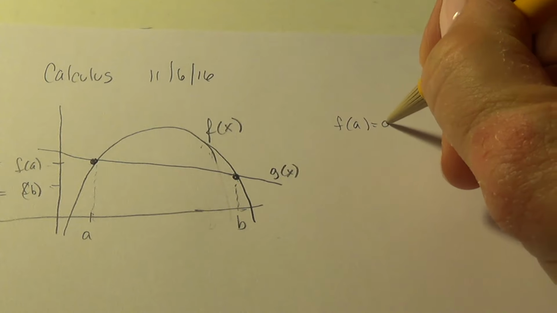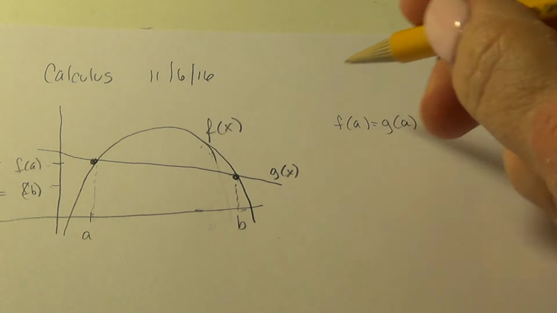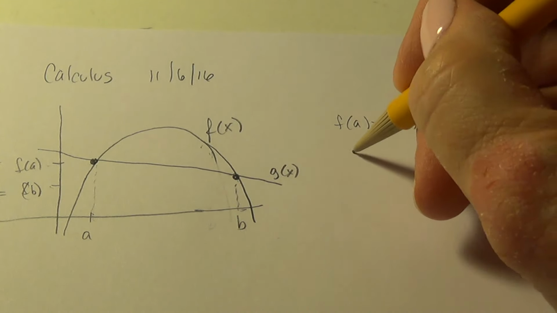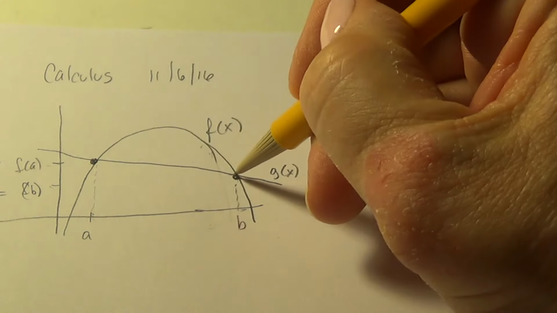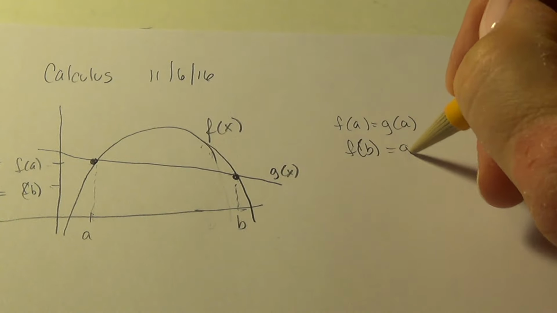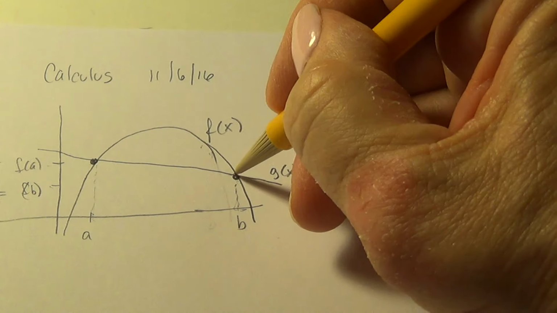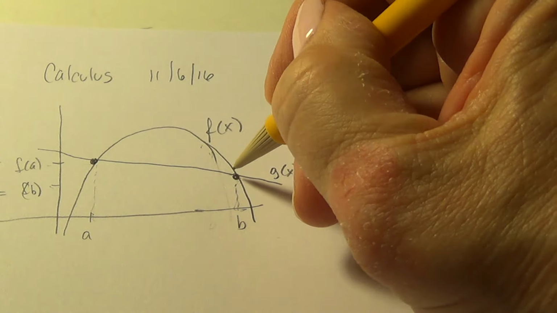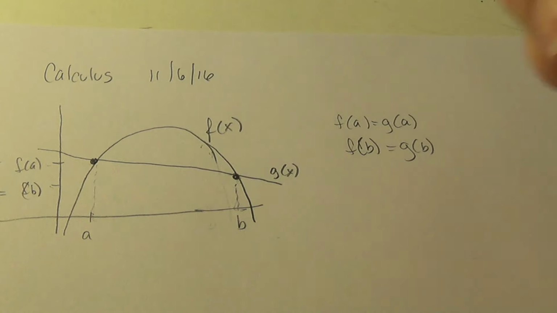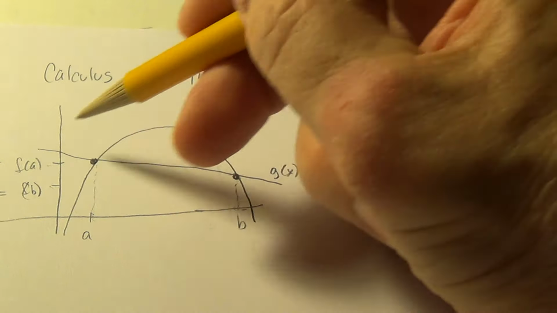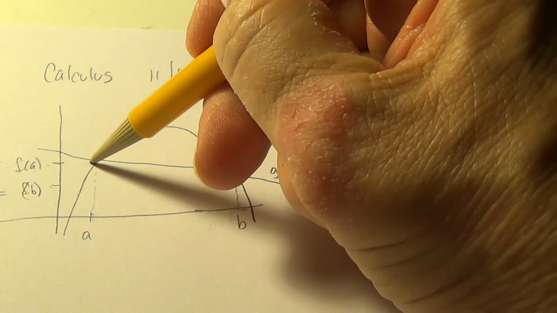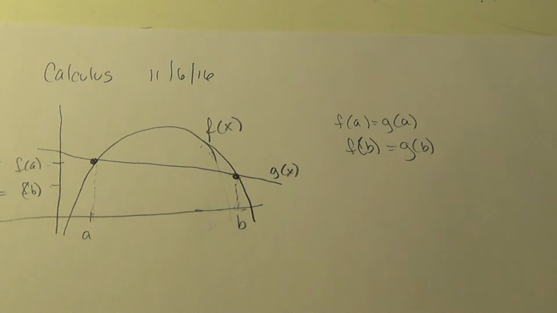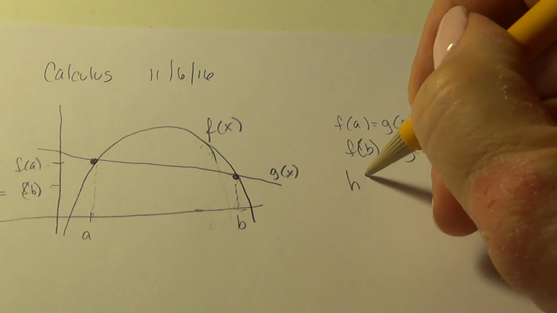f of a equals g of a because they intersect, and f of b, right here, f of b equals g of b because they intersect. So if this is g of b, it's also f of b. This is f of a because it's on f at the point A, and it's on g at the point A. They intersect. Alright, so now I'm going to define another function altogether.